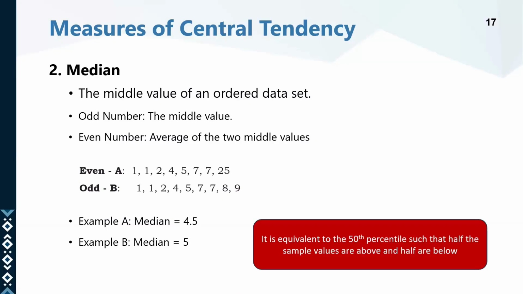It is equivalent to the 50th percentile, such that half of our data is above and half is below. In other words, the median splits our data into two. If it was a population, let's say we were taking the ages of persons involved here, and the median is 20, half will be less than 20, and half of the population will be greater than 20.